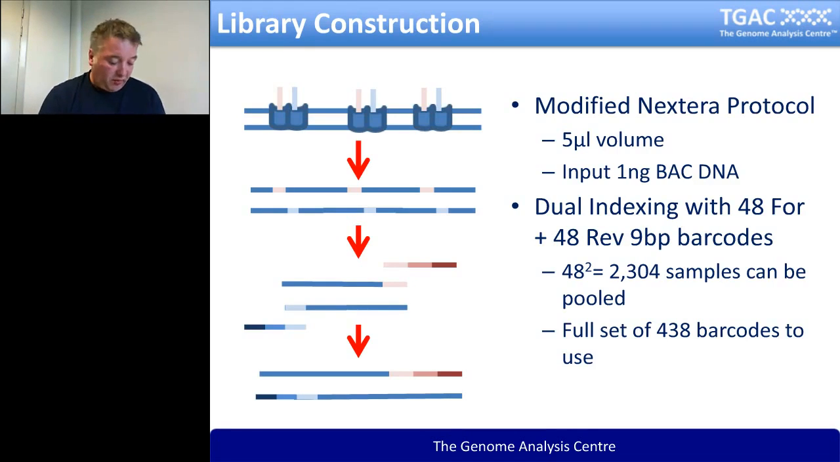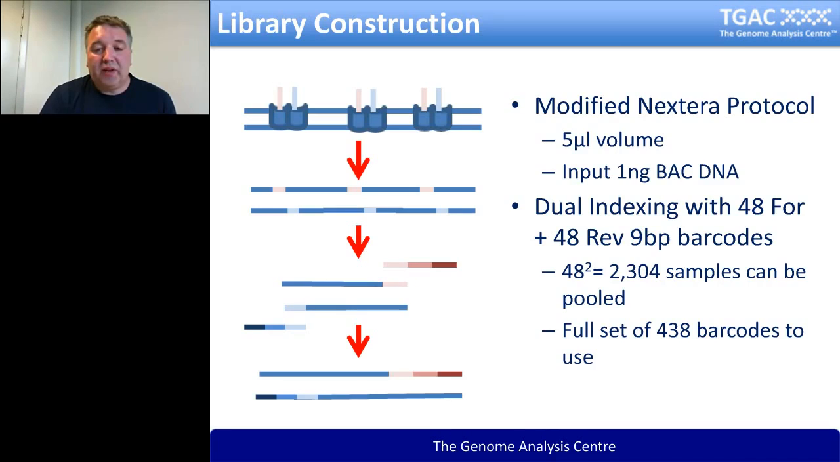However, we started off with 96 samples, and to get the pipeline going, we quickly moved up to 384. But before I go further, I just want to divert into a little bit of automation, because this is the bit that I'm really interested in, the bit that I do.